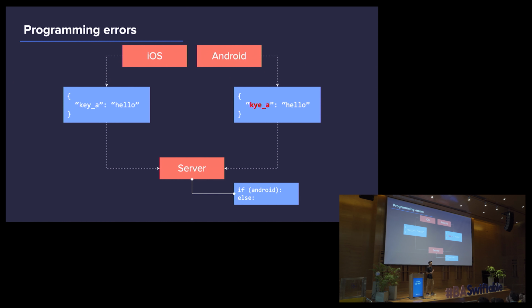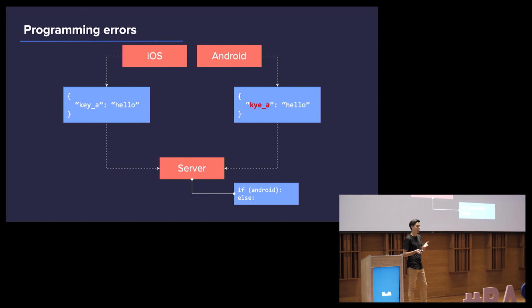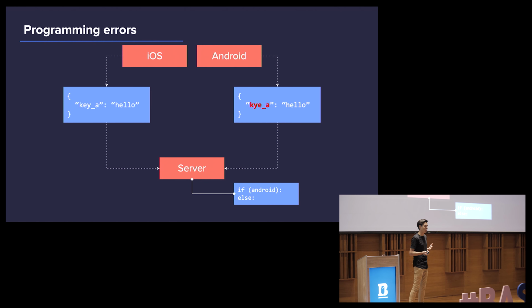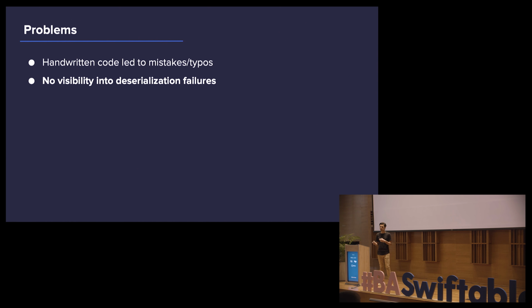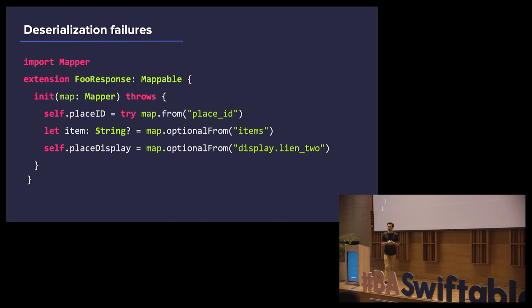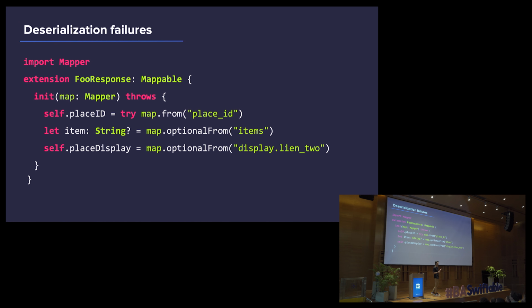Depending on when this problem is found, either we end up hotfixing an app or delaying a release, or the server ends up actually implementing some logic to either check whether one key is there, a different key is there, or maybe even whether an iOS or an Android client sent this data. And this makes it really difficult to figure out how the API actually works without reading through each individual code base. The second problem is that it's very hard to see deserialization failures.